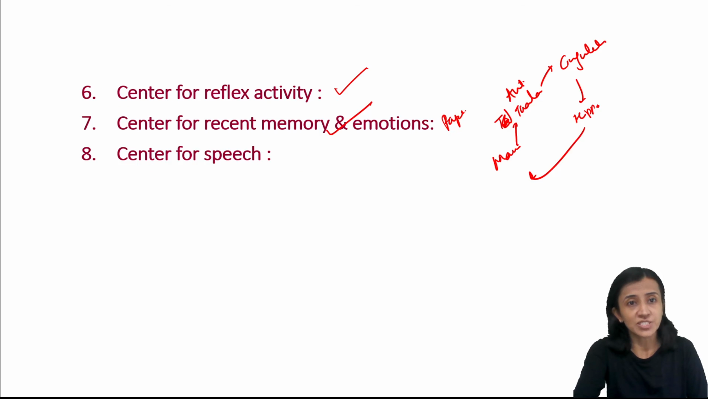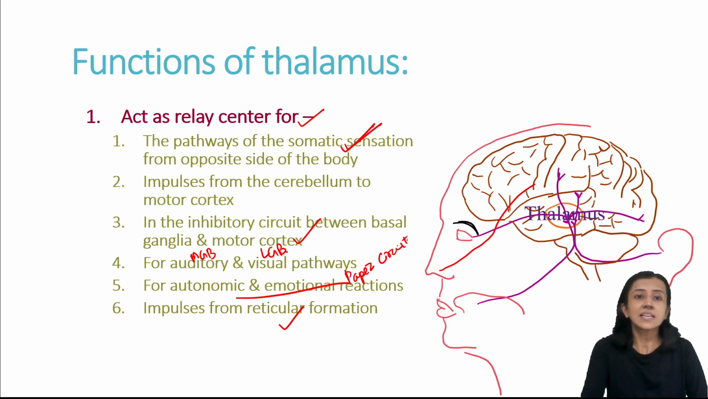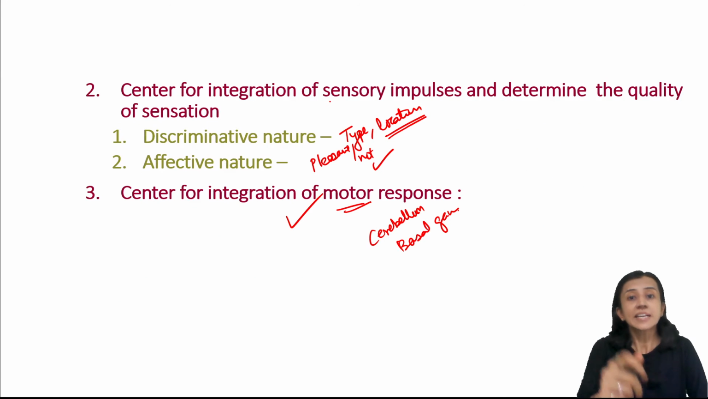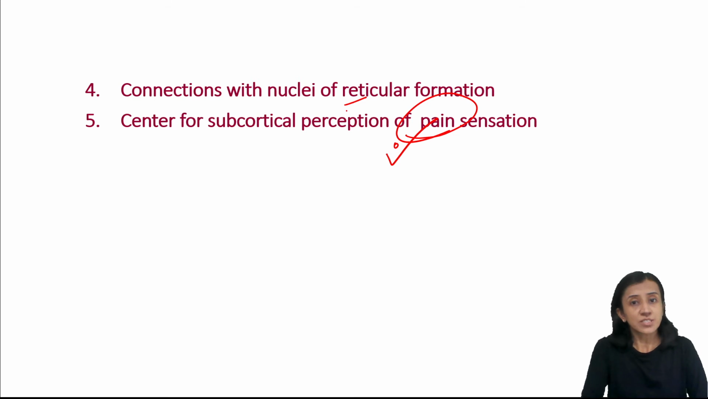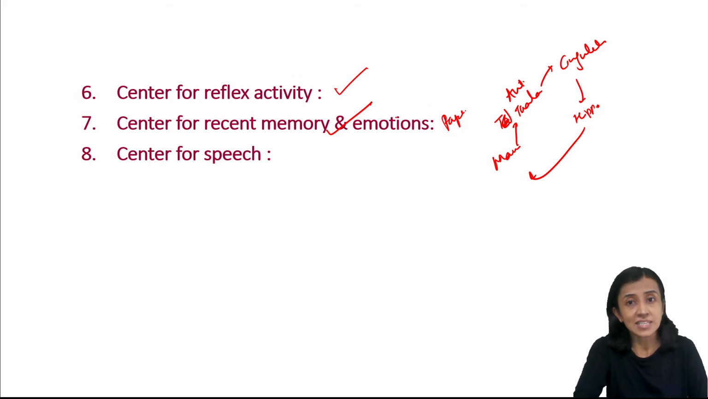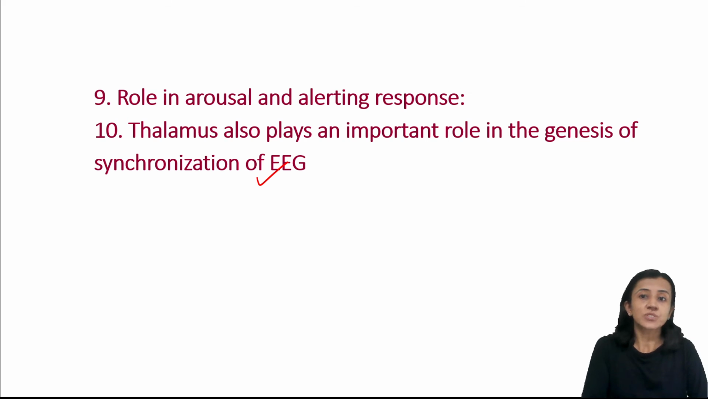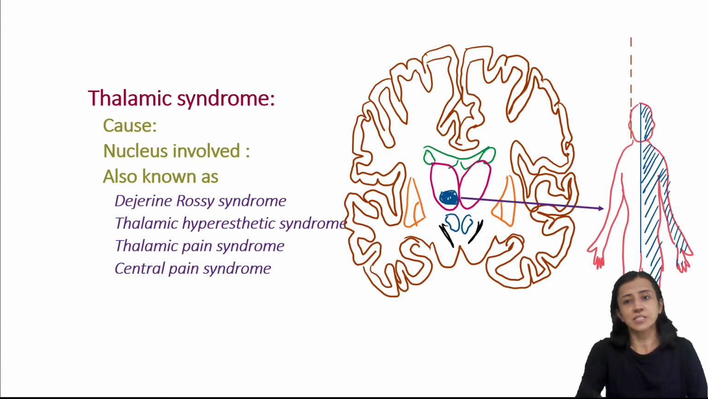I repeat all the functions. Number one, it is a relay center for all the sensory information and motor information. Integration of sensory information, integration of motor response, connection with the reticular formation, subcortical perception of pain sensation, reflex activity. It is center for memory and emotion, center for speech and arousal alerting response, and synchronization of EEG. All these are the functions of thalamus. Now lesion of thalamus we will discuss.